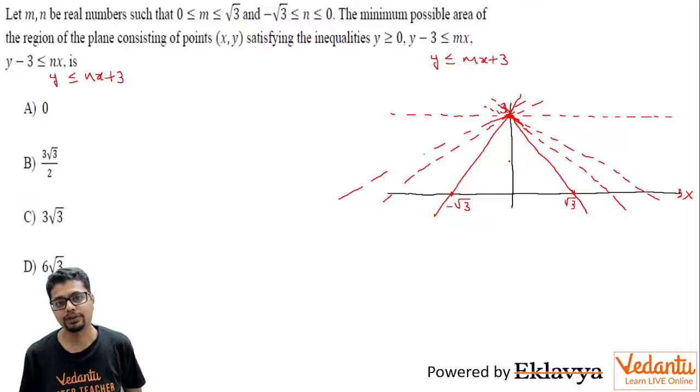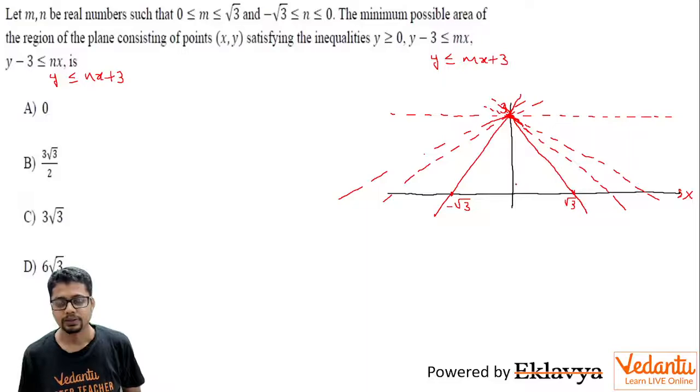Now if you see carefully, for area to be minimum possible, you should be taking these limiting lines. That means when m is root 3 and n is minus root 3. Why? Because the triangle that would be formed, the region turns out to be a triangle satisfying all these three inequalities. That means above the x-axis and below these two lines. So clearly you can see it will be a triangle. If you consider some other values of m and n, again it will be a triangle only.